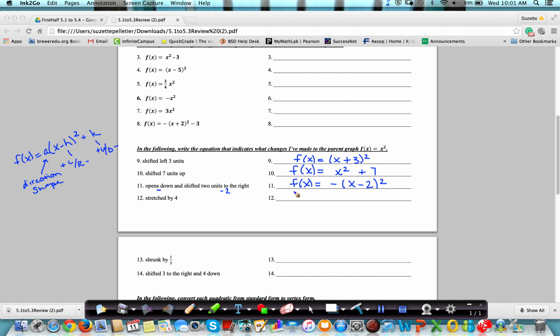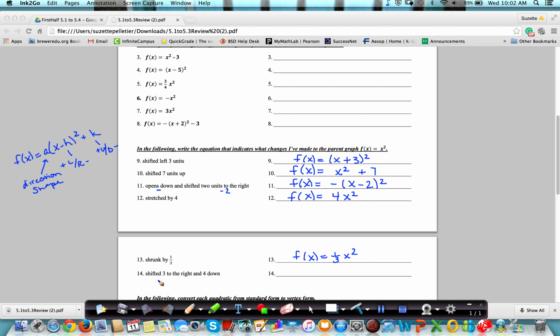Stretched by 4. So we know that the A is the direction or the change in shape. So stretched by 4 is a change in shape. F of x equals 4x squared. The 4 in the front tells me we've had a stretch. Number 13, shrunk by 1/3. Again, that's part A. So 1/3 x squared.